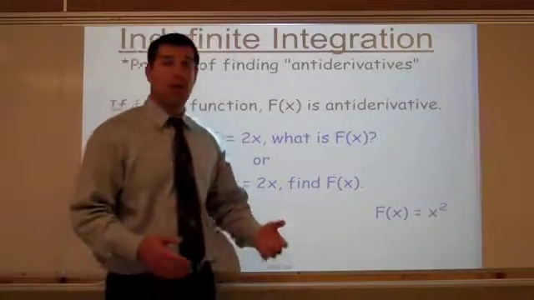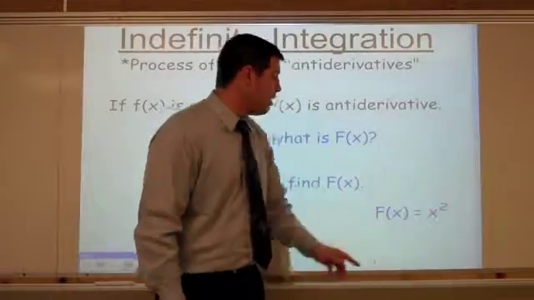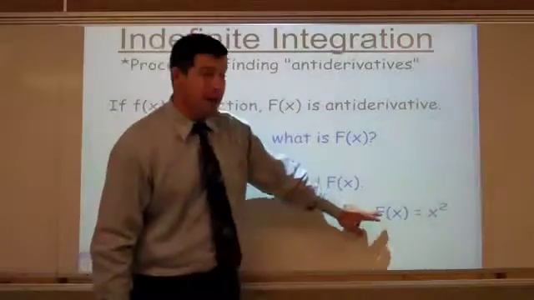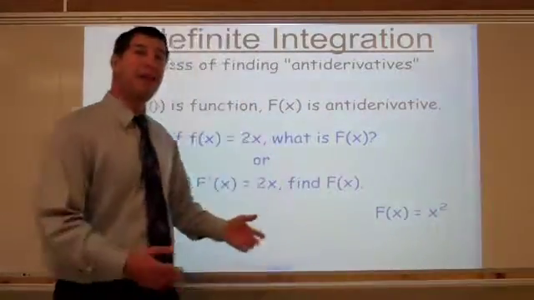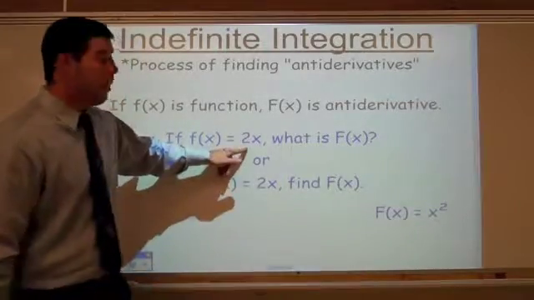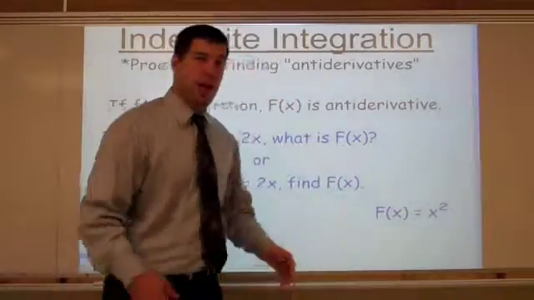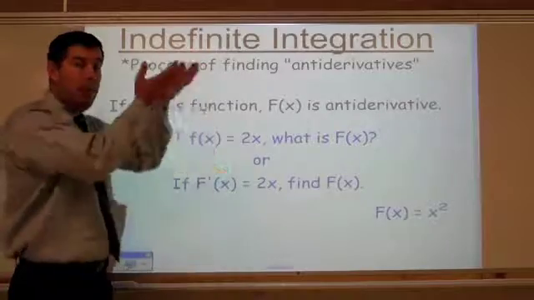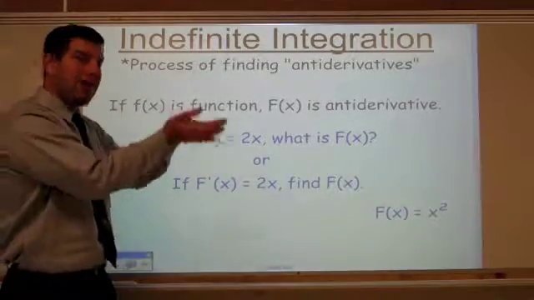It's kind of easy when you know that the derivative of x squared gives you 2x. So capital F of x is x squared. The antiderivative of 2x is x squared. You're going up one instead of down one. You're anti-deriving, so you're going up.